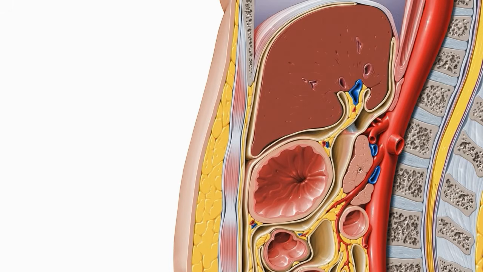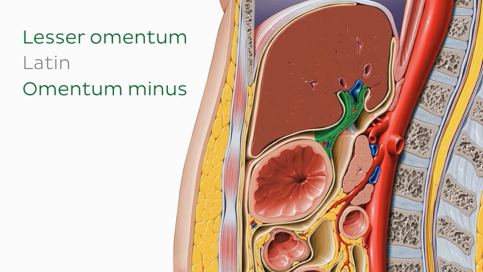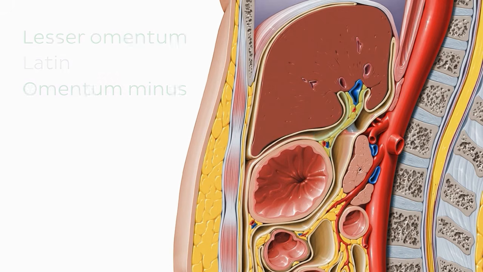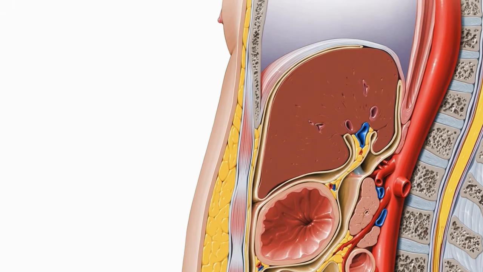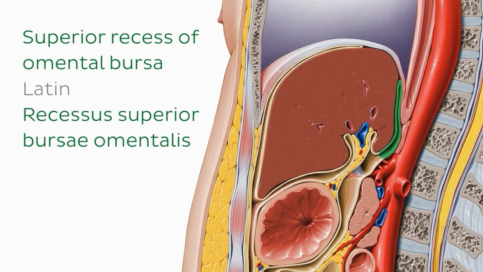The lesser omentum up here is a smaller peritoneal reflection that attaches to the lesser curvature of the stomach and the inferior surface of the liver. As its name suggests, it is usually less substantial than the greater omentum and lies anterior to the lesser sac here. The most superior extent of the lesser sac is called the superior recess of the omental bursa, and as you can see, it lies posterior to the liver just below the diaphragm.